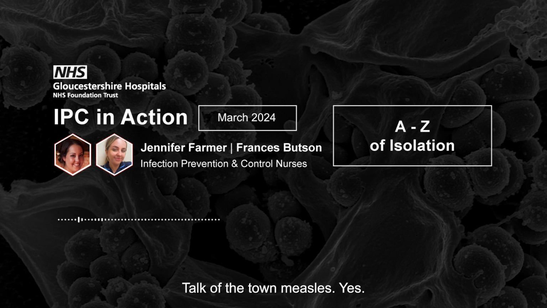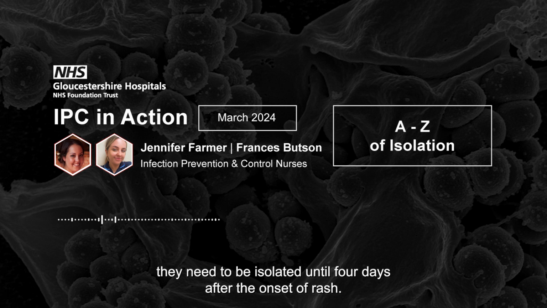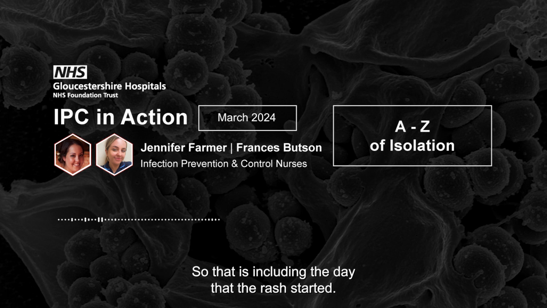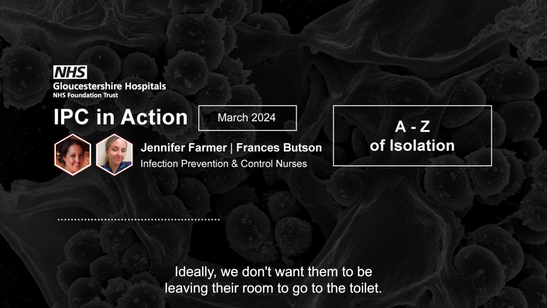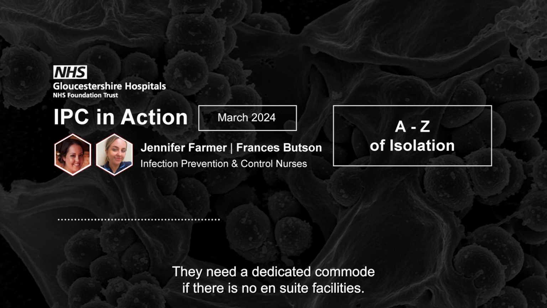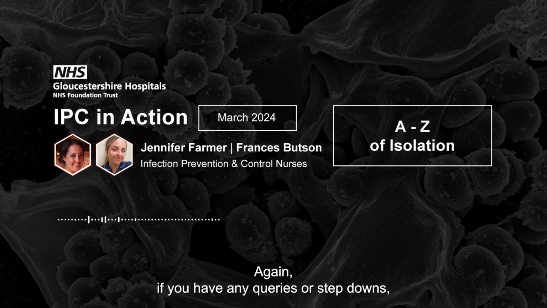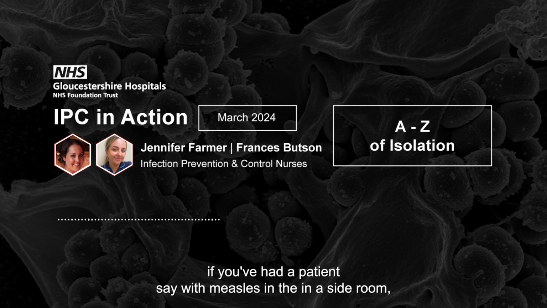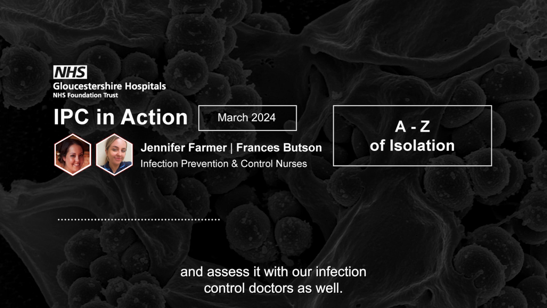Right, talk of the town. Measles. Yes. So measles, they need to be isolated until 4 days after the onset of rash. So that is including the day that the rash started. So this needs to be a single room with an ensuite. Ideally, we don't want them to be leaving their room to go to the toilet elsewhere. No, they need a dedicated commode if there is no ensuite facilities. Exactly, they can't leave the room. Again, if you have any queries with step downs, if you've had a patient, say, with measles in a side room, please contact us and we can always go through it and assess it with our infection control doctors as well.